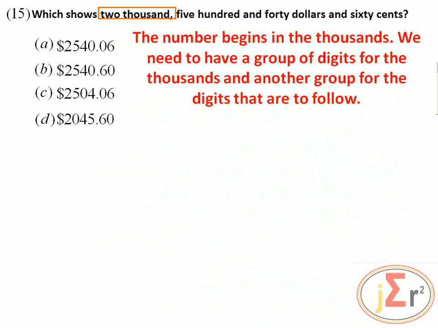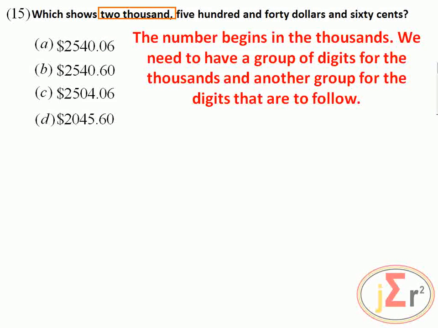The number begins in the thousands. We need to have a group of digits for the thousands. So the number started where? Thousands. Right. And we need to have a group of digits for thousands.